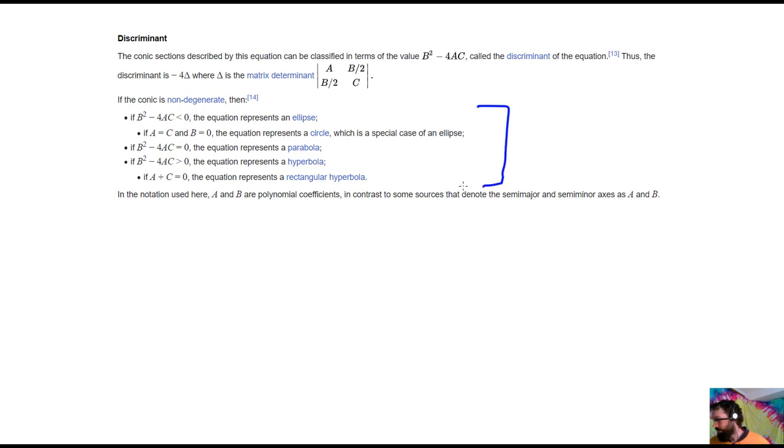So it so happens that if you have b squared minus 4ac is smaller than 0, then you're going to get an ellipse. Now you have a very special case. If a equals c and b equals 0, then you get a circle. Then we'll get a parabola when we have b squared minus 4ac equals 0. And if b squared is greater than 4ac, then you get a hyperbola. Okay, so this is the basics of conics I just wanted you to know before we go and explore part B5. Let's do that now.